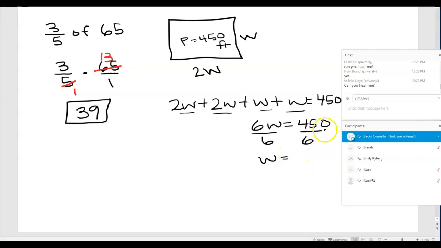So what's 450 divided by 6? Okay. So that's 75 feet, right? So we want to remember our label there, and that's the width. So how do we figure out what the length is? So we're doing 2W. Okay, so that will be 150, right?